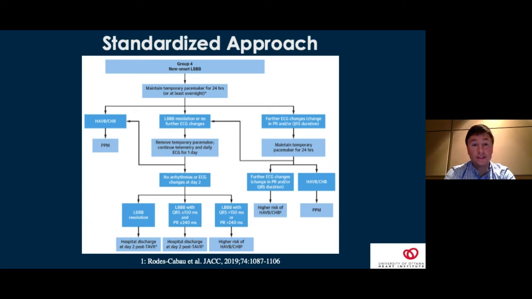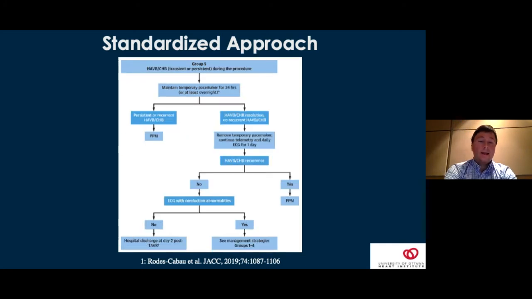The group 4 is the new onset left bundle branch block post-TAVR. So this represents approximately 25% of patients that will undergo TAVI and warrants at least 48 hours of monitoring. If QRS is less than 150 and the PR is less than 240, then discharge at day 2 is usually appropriate. If the QRS is wider than 150 or the PR is greater than 240, then it is recommended to strongly consider a 2 weeks Holter or an EP study. If there is a continuous widening of QRS after TAVR, which we rarely see, then direct pacemaker implantation can be considered.